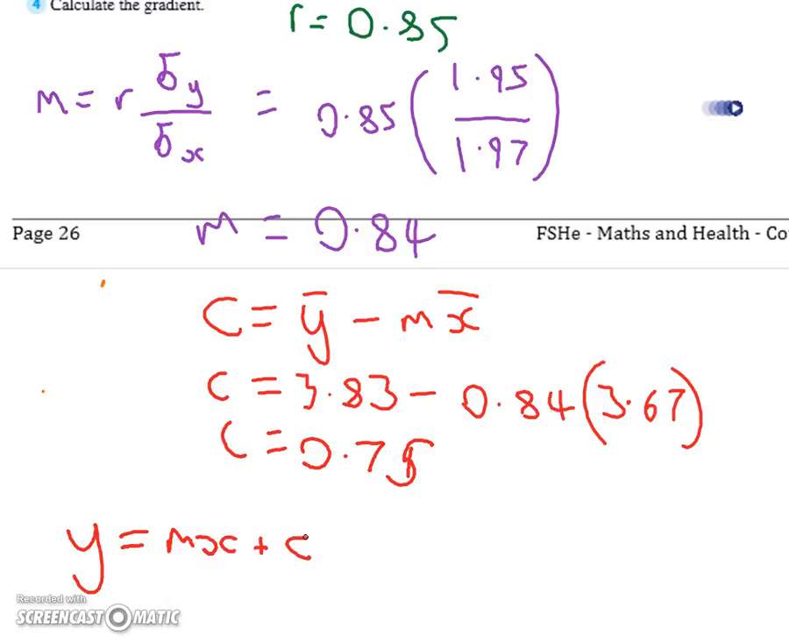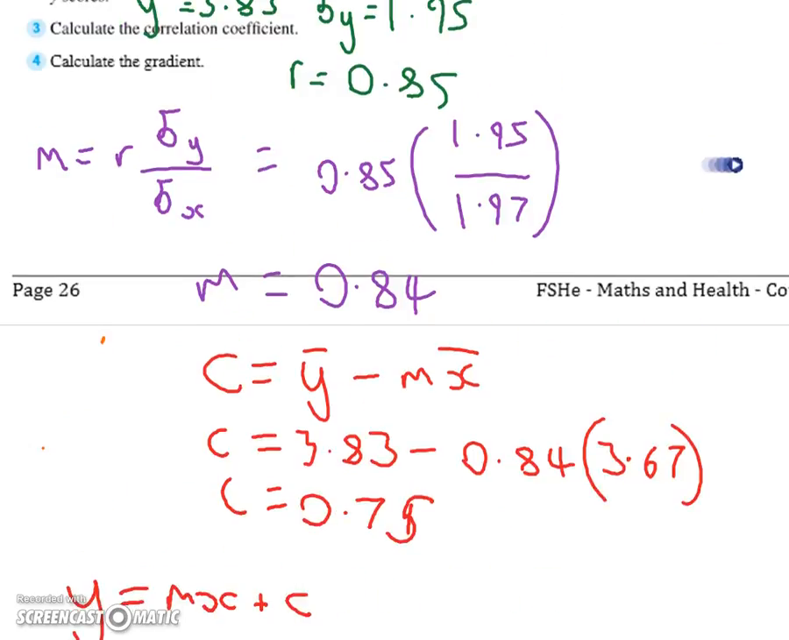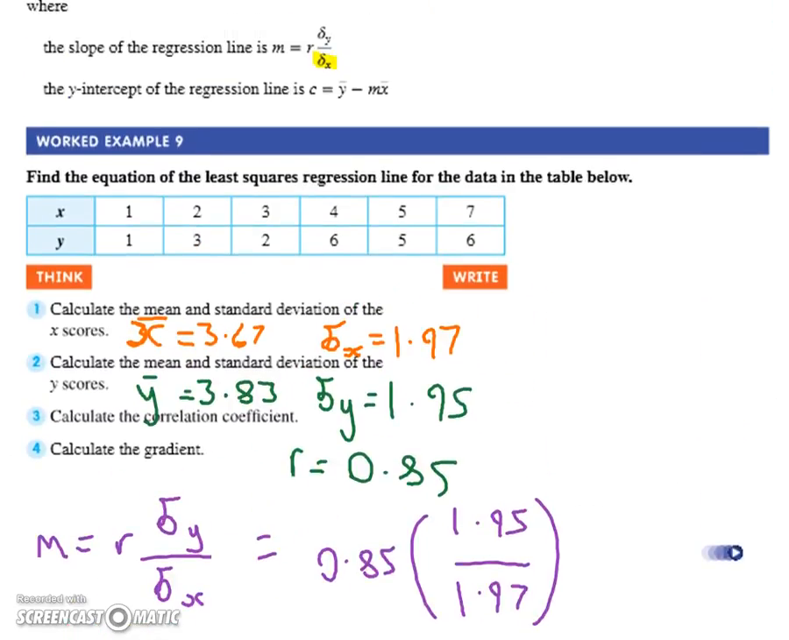Do you have your m? What is it? 0.84. That was my m that I got earlier. And then the c we just calculated. And it's all come from those two bits of data being entered into the calculator.